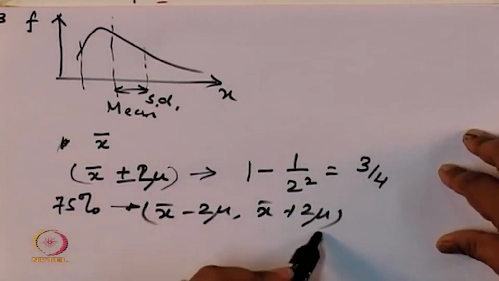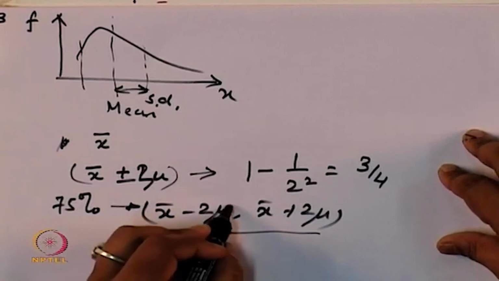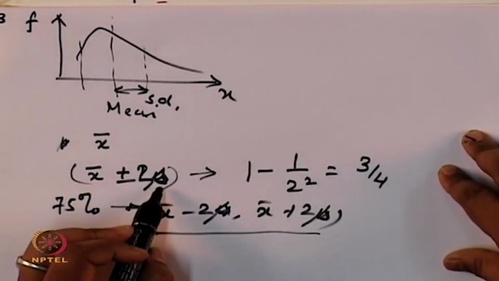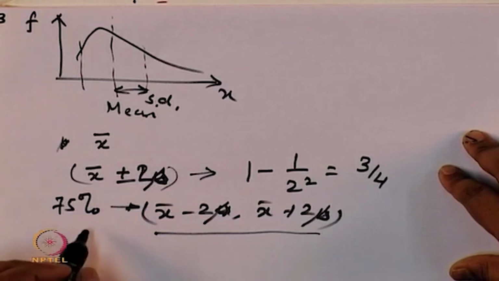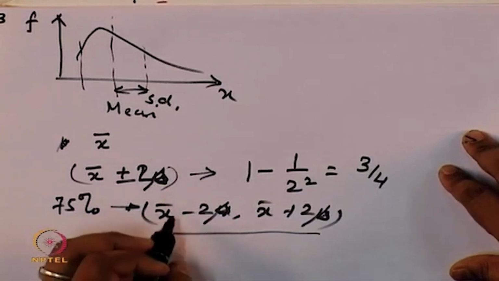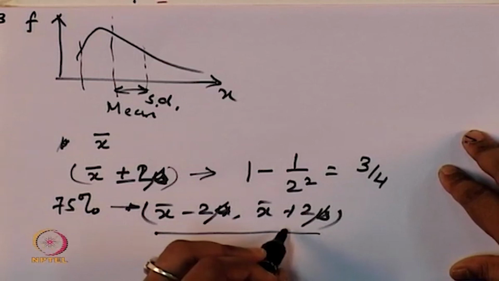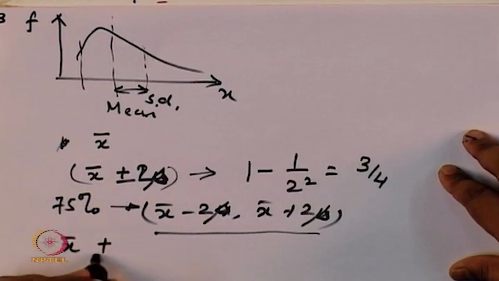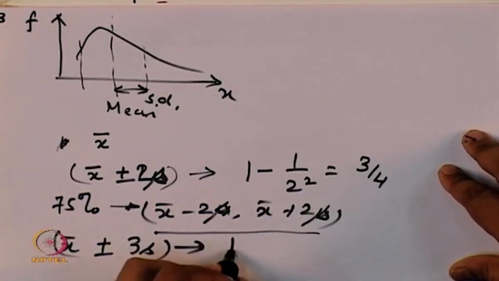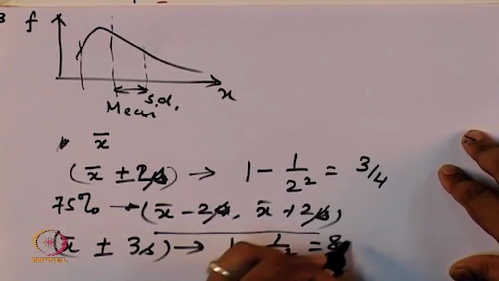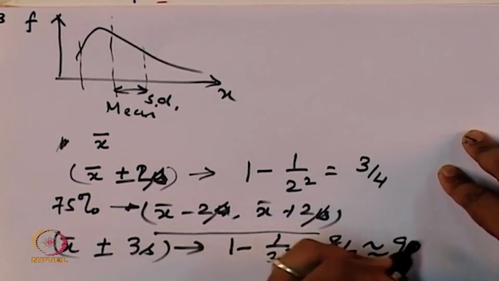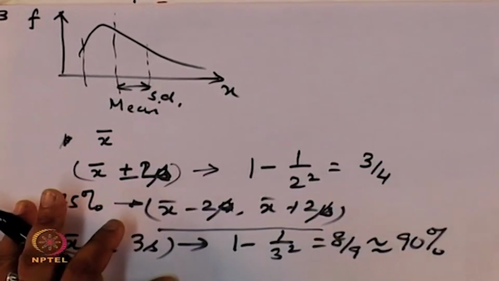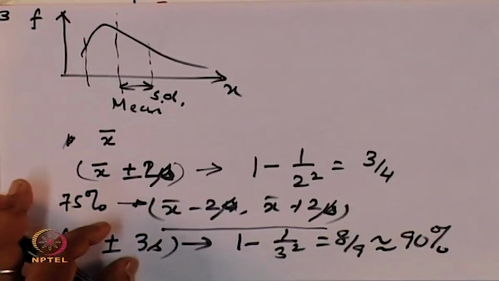75% of the population will lie between x bar minus 2s and x bar plus 2s, where this is just the standard deviation s. Similarly, if you put k is equal to 3, then x bar plus or minus 3s, you have the value 1 minus 1 by 3 square equal to 8 by 9, which is roughly 90% of your data lying within 3 standard deviations of your population. So, this is Chebyshev's theorem. Let us test it with the following example.